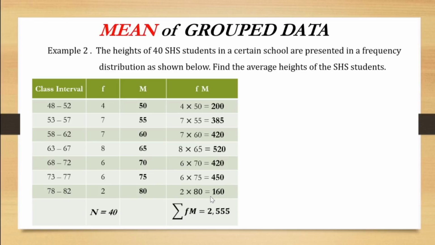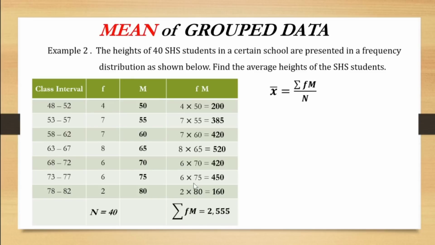After we complete the column for the FM, we are going to sum up the values for the FM. As we sum up all of these numbers, the summation of FM is equal to 2,555. And as we sum up all the frequencies, our N is equal to 40.